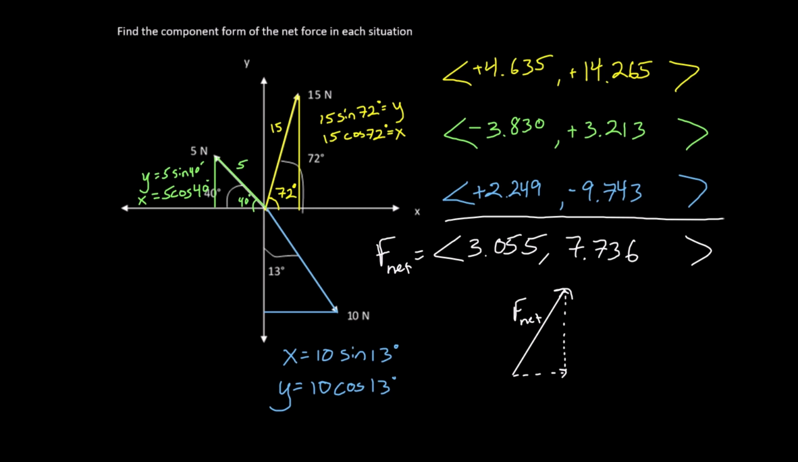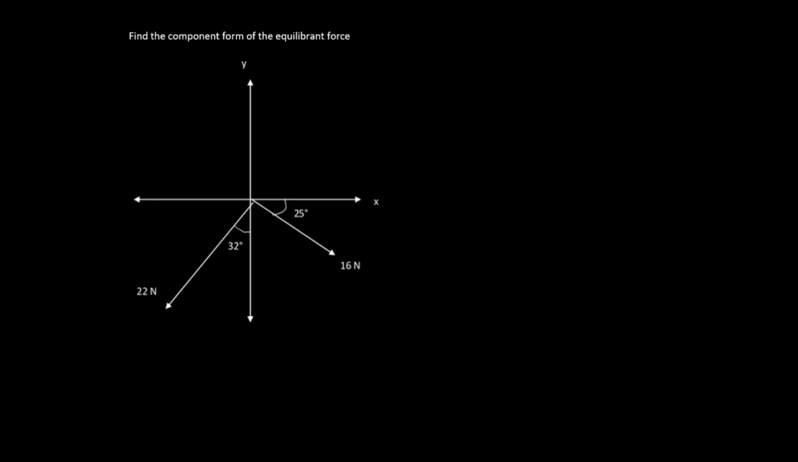Now let's take a look at finding an equilibrant force. So if you'll notice in this problem, we're actually only given two forces. That's fine. I decided to give us two forces because it's a lot of the same work over, and I don't want to bog you guys down with doing the same thing over and over and over. So in this one, we're supposed to find the component form of the equilibrant force.